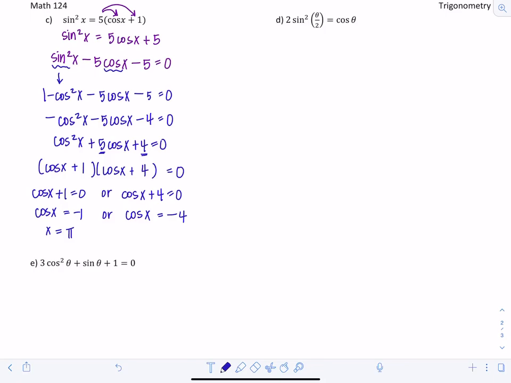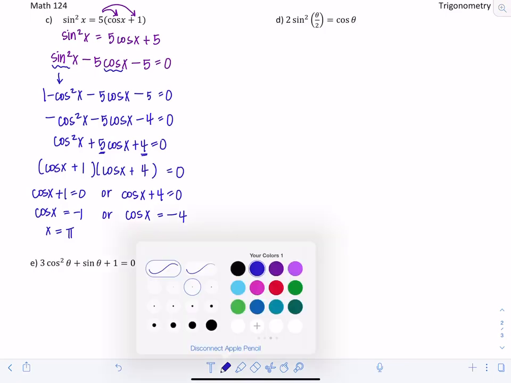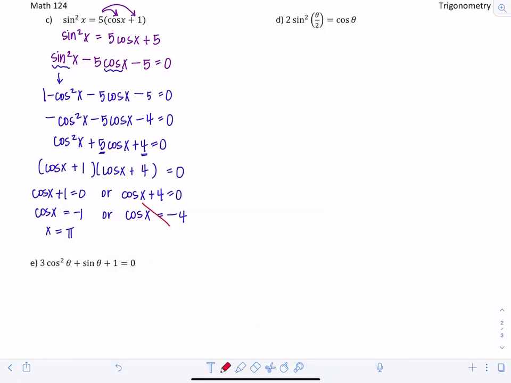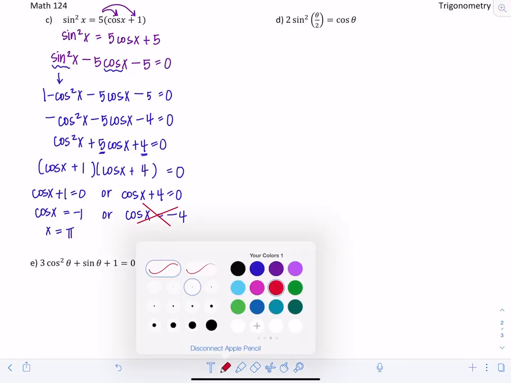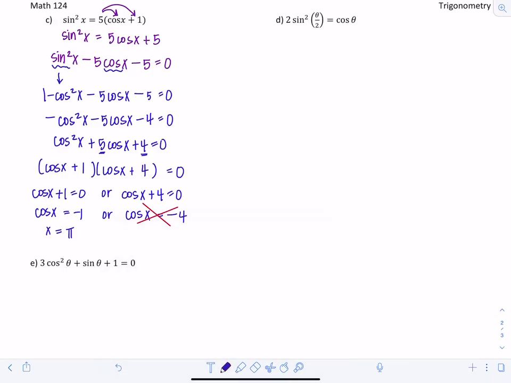Now think of your unit circle. When is cosine equal to negative 4? Never, right? Imagine when we graphed cosine a couple chapters ago, the amplitude was 1. So cosine's never bigger than 1 and it's never smaller than negative 1. So it's impossible for cosine to be equal to negative 4. So that equation will not give us any solutions. The only solution I have is pi. That's it. So it's all alone in the solution set, but it's okay.